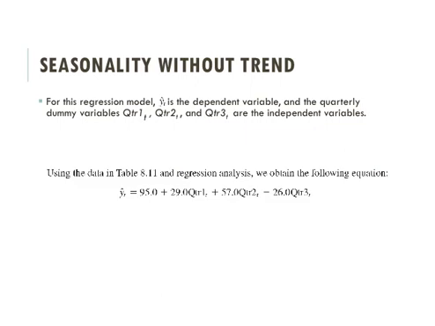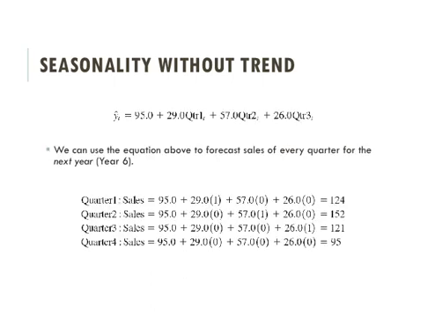So let's go back to our slide here. And that is exactly this equation that we just got. Here, y hat at time t equals 95 plus 29 times QTR1 plus 57 QTR2 plus 26 QTR3. So once we have that, we can use this equation to do the forecast. This is the equation that we got from the Excel.